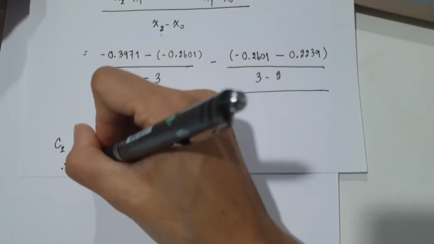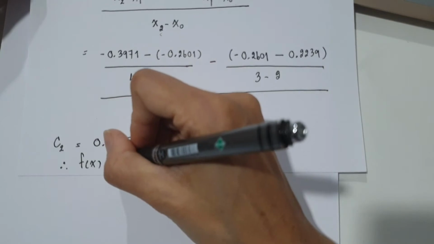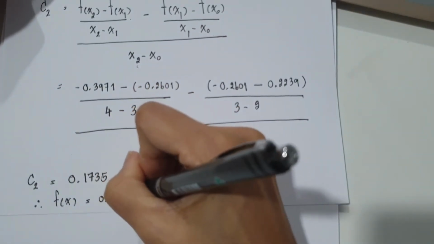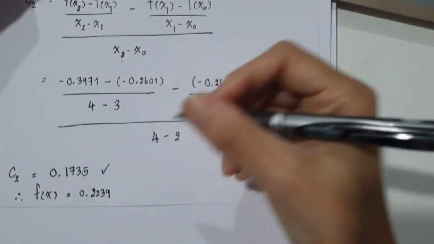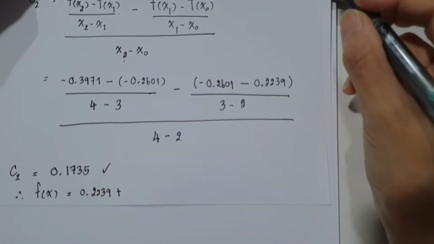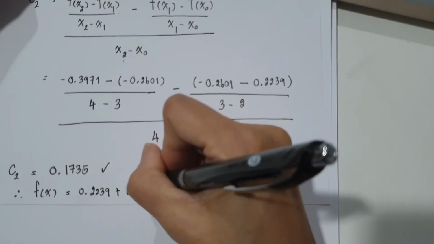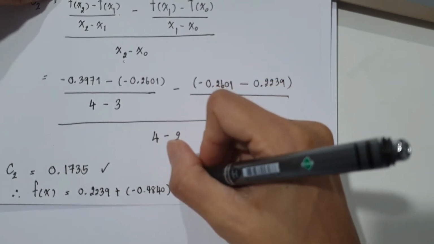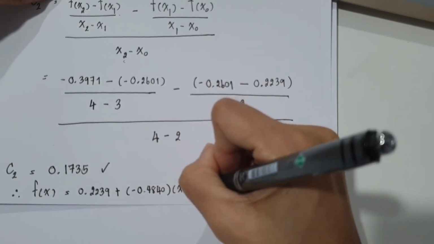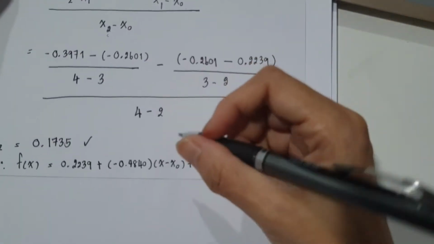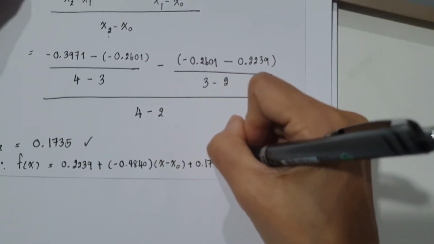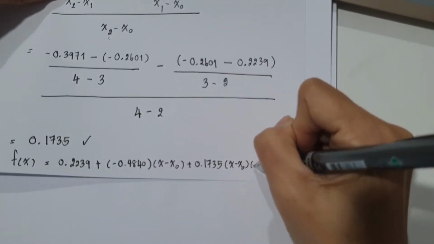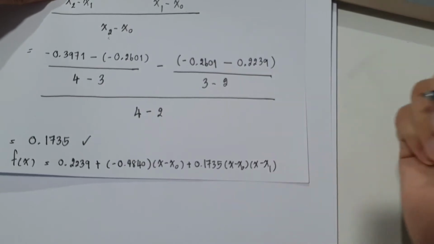So f(x) is equal to c0, which is 0.2239, plus c1, which is -0.4840, times (x - x0), plus c2, which is 0.1735, times (x - x0)(x - x1). Okay.